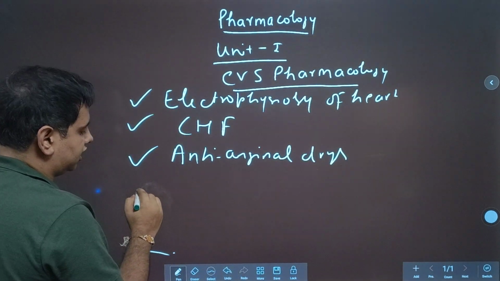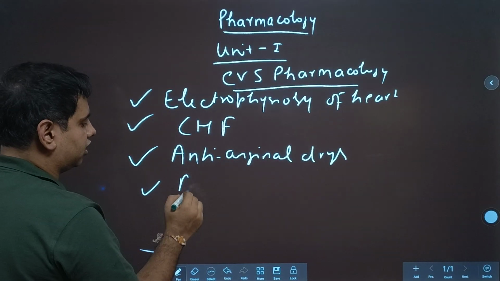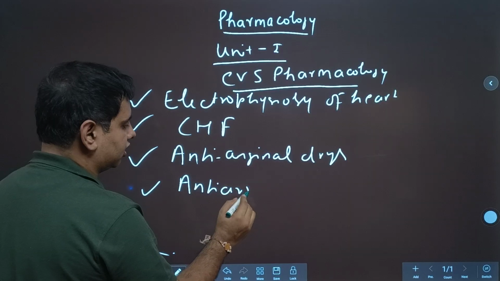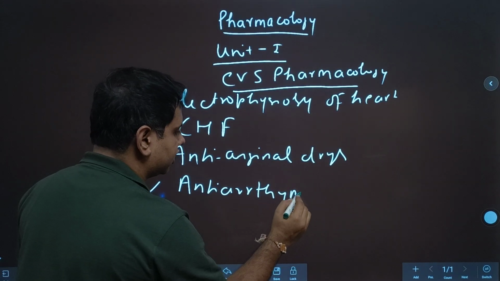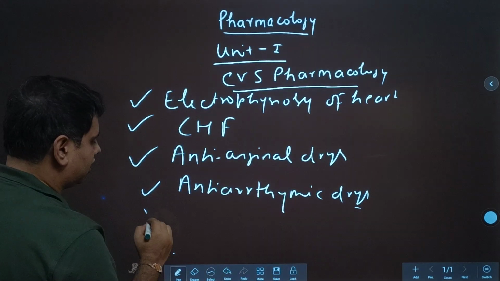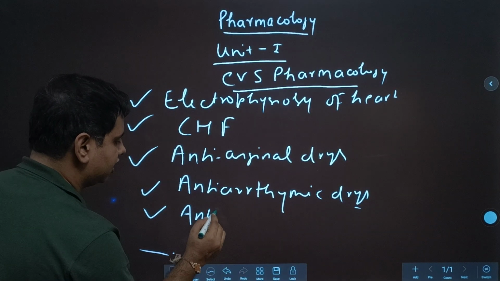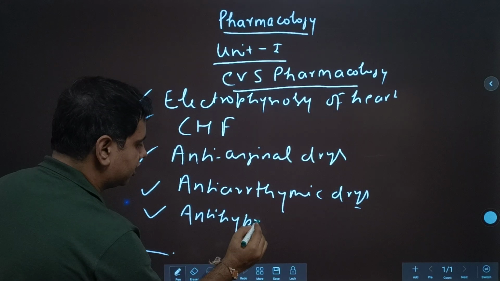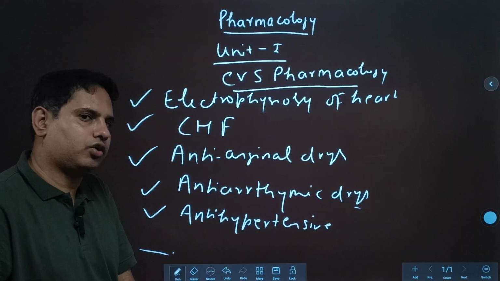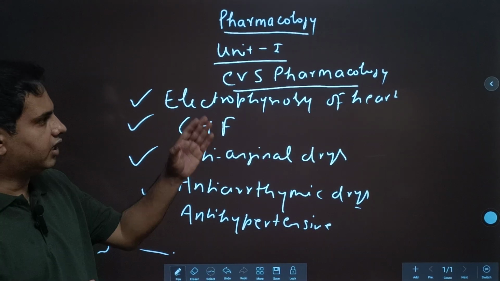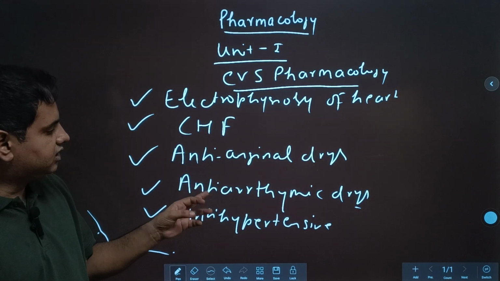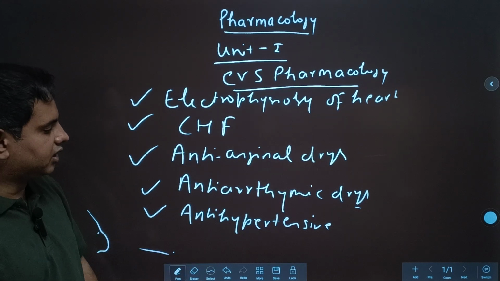Then in the last lectures we have covered the antiarrhythmic drugs, which are used in the treatment of arrhythmia, and also antihypertensive drugs as well. These are all topics we have covered in the earlier videos: electrophysiology of the heart, drugs used in the treatment of CHF, anti-anginal, antiarrhythmic, and antihypertensive drugs.